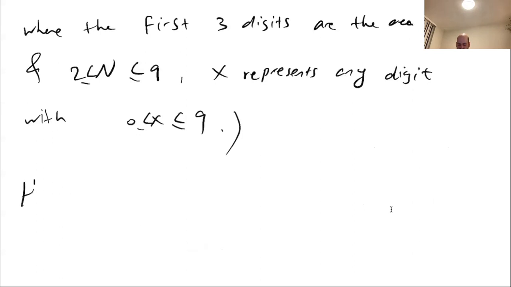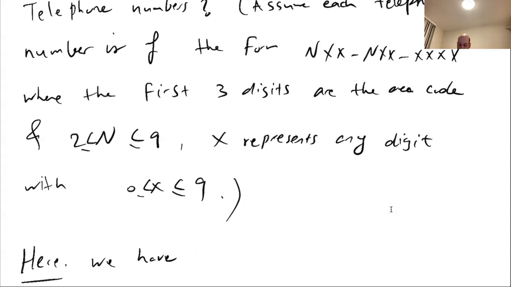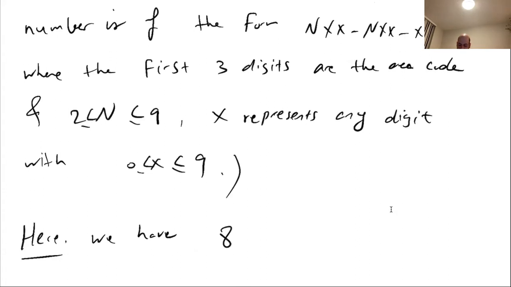So n is 2 to 9, so we have 8 options for n, and then 10 options for x, 10 options for x, 8 options for n again, and then 10 options for each of the remaining x's.